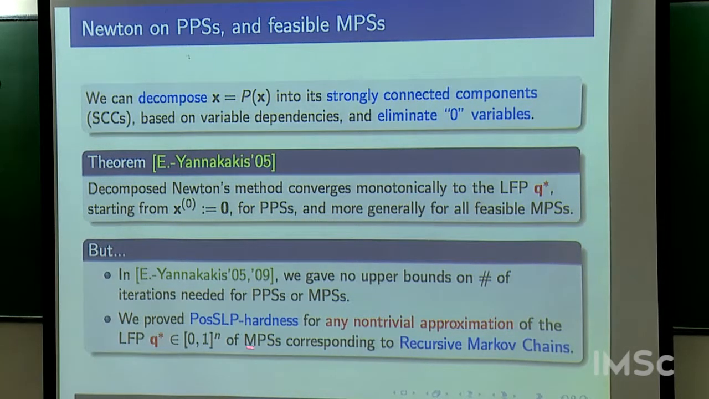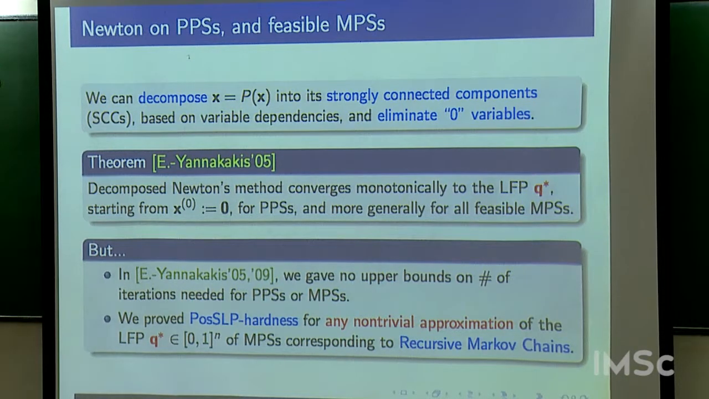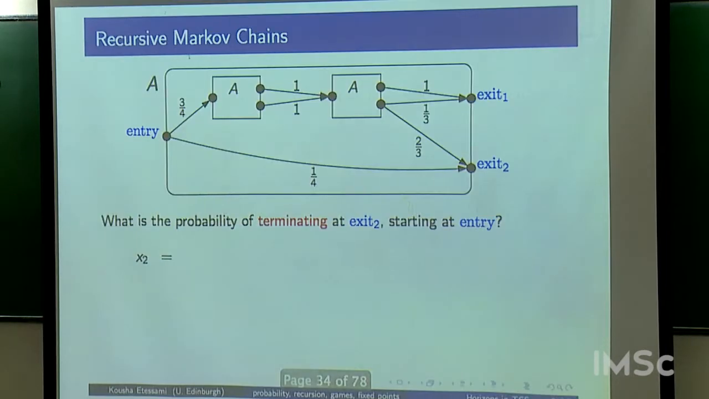And we also proved that it is in fact PosSLP-hard to get any non-trivial approximation of the least fixed point solution for monotone polynomial systems that correspond to recursive Markov chains, which are a somewhat more general class of stochastic processes going beyond the branching processes that I showed you. And I'm going to show you an example of a recursive Markov chain now. Think about these as representations of probabilistic procedural programs with recursion, okay?